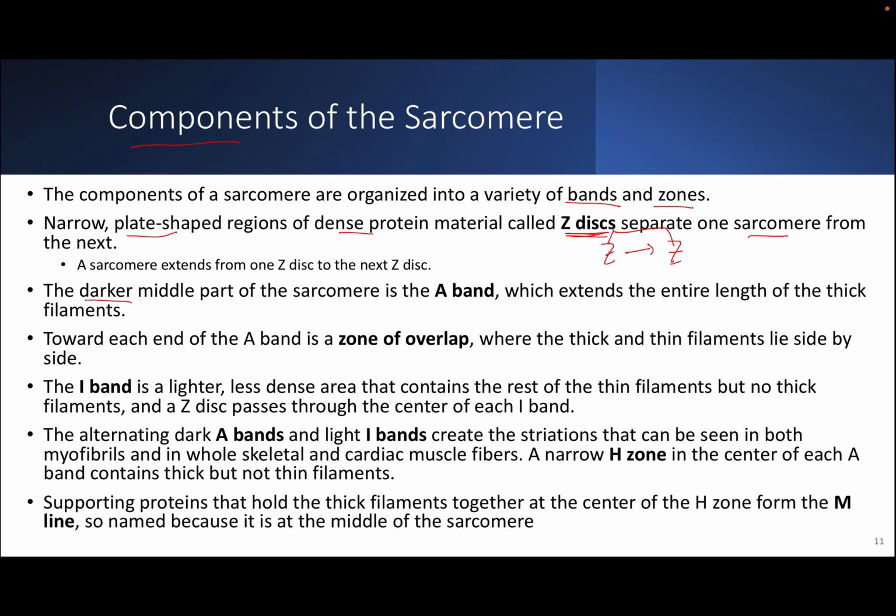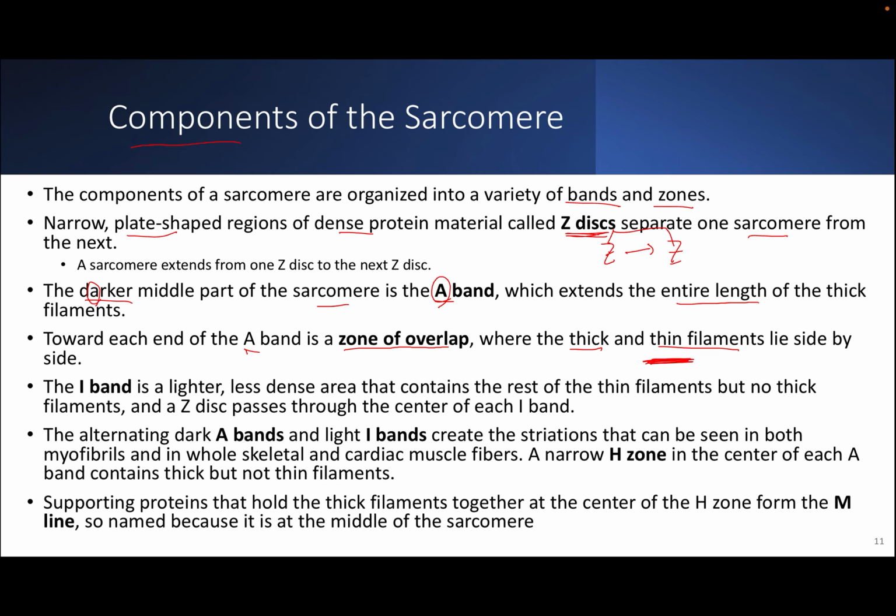We're going to have a dark middle portion of the sarcomere that's called the A band. So there's an A in dark and there's an A in A band. Oh my heavens, I'm so sorry. And this is going to extend the entire length of the thick filament. All right. Now, towards the end of each of these A bands, there's going to be our zone of overlap, right, where we're going to have both thick and thin filaments. They're going to be lying side by side, okay?